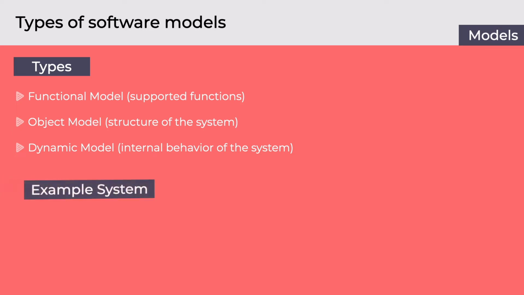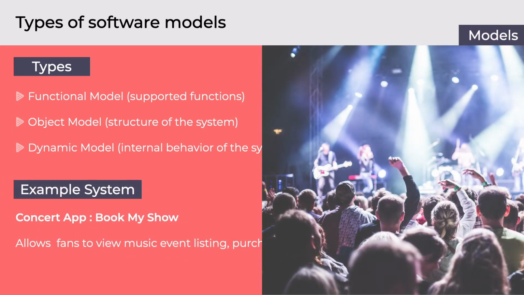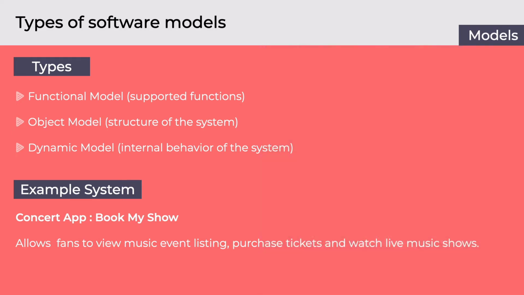Let's say we want to build the system design for a concert app, like the website Book My Show. The main purpose of the system is to allow fans to view listing of music events, purchase tickets, and watch live music shows. We will use this same example to create various types of models to represent a system.